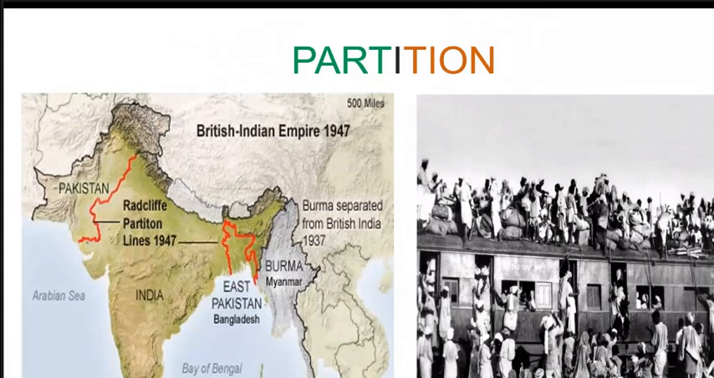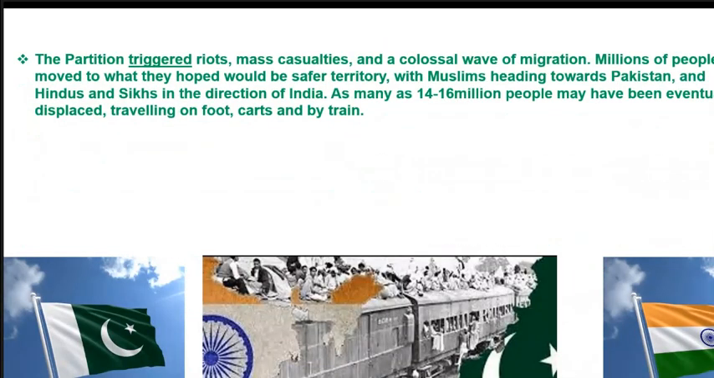So I've got this picture here that's got the Radcliffe partition lines that were basically drawn from really old maps. The partition triggered a lot of riots, mass casualties, and a colossal wave of migration, one of the biggest ever seen in any lifetime, really. Millions of people moved to what they hoped would be safer territory. Muslims headed towards Pakistan and the Hindus and Sikhs in the direction of India. Many stayed put where they were as well.